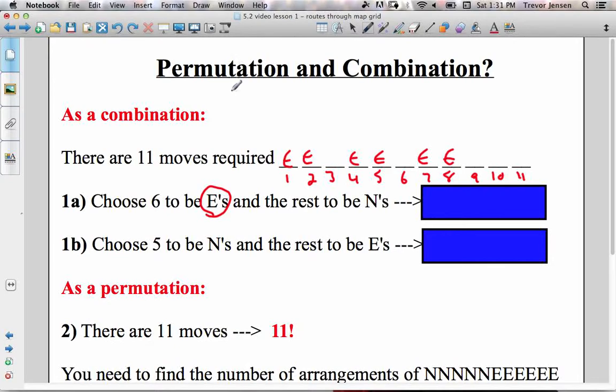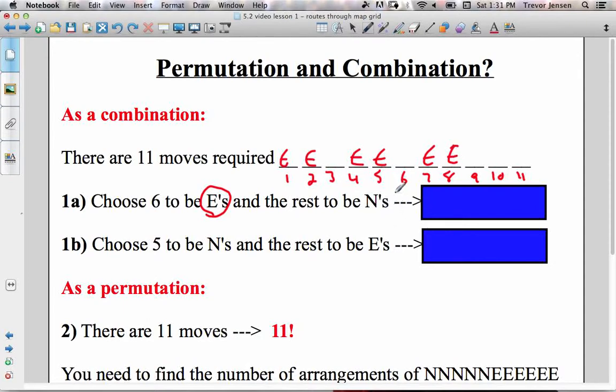Why is this a combinations problem? Well, we have 11 objects, and I want to choose a group of 6 of them to be east. And notice the order that I choose that group in doesn't matter. I could have chosen them as 1, 2, 4, 5, 7, 8, or I could have chosen 8, 7, 5, 4, 1, 2. So I chose that group in a different order, but it ends up being the same group. The same 6 spots are still east, so that's why this is a combinations problem.